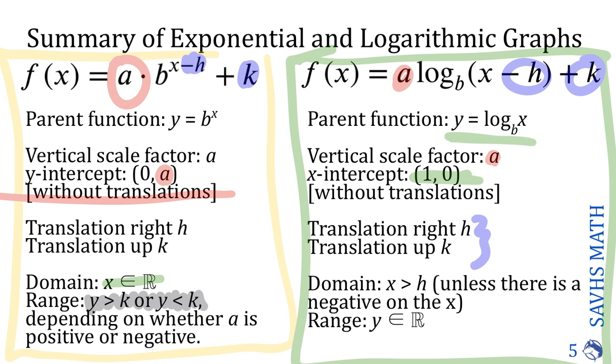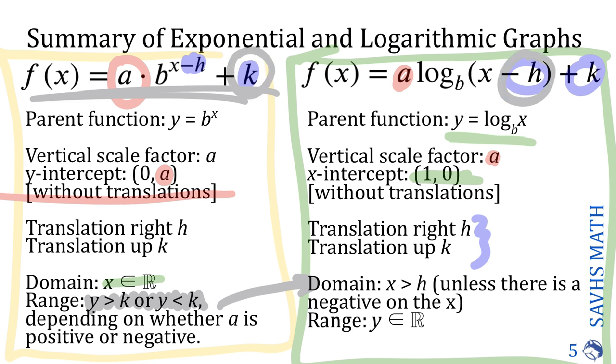The domain is going to be x is greater than h, and that kind of makes sense because it's like the inverse of the range, and so it's the inverse of this function. If it's the inverse of that function, then this kind of goes like this, and you'll maybe notice that the k here actually becomes the h here, so that's kind of interesting. It's not exactly that clean, but it's kind of like that. And then the range is all real numbers for every log function.